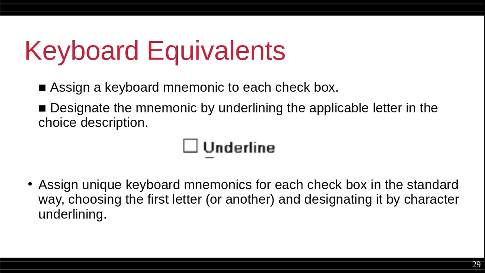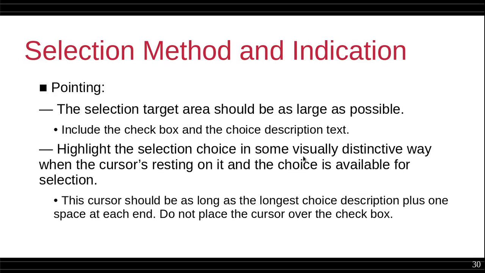Okay, we can use here in this example there is U as the first letter, right? Underline. So we can use keyboard character U to select this one. Assign unique keyboard mnemonics for each checkbox in the standard way, choosing the first letter or another, designating it by character underlining. Selection method and indication of checkboxes. Pointing. The selection target area should be as large as possible. Include the checkbox and choice description text.